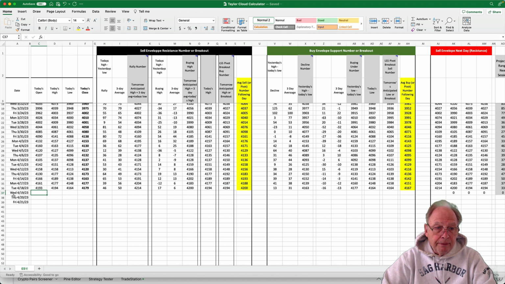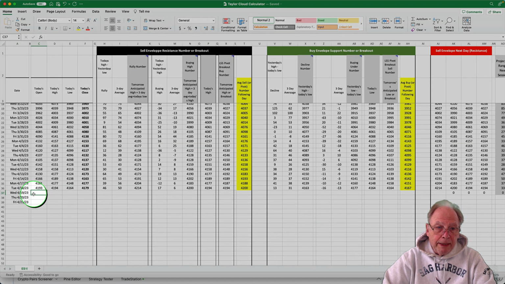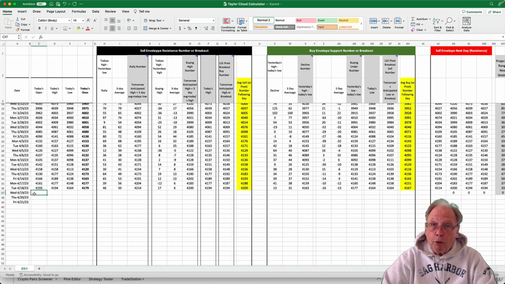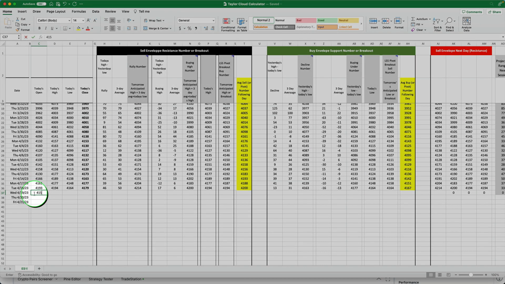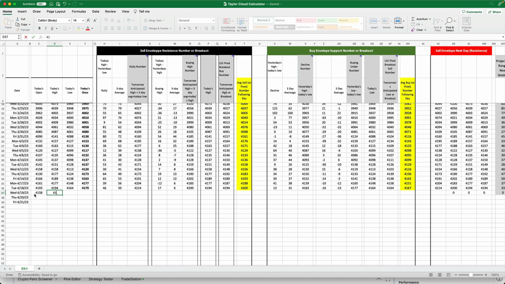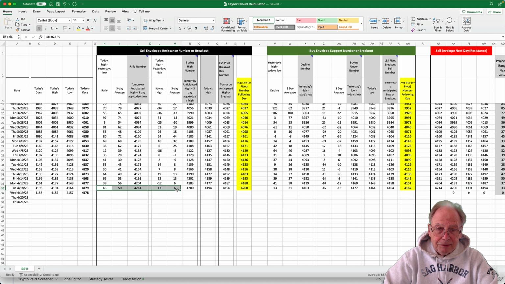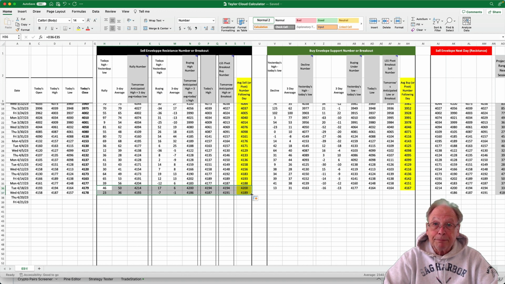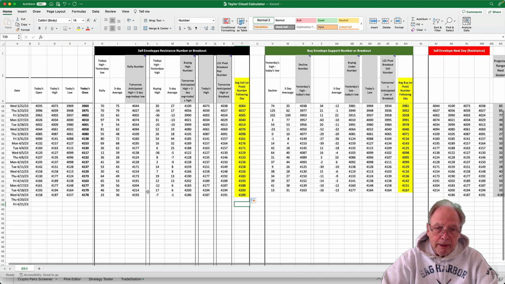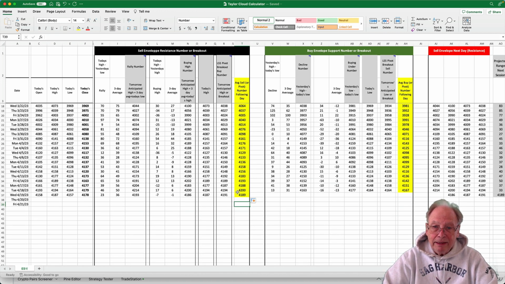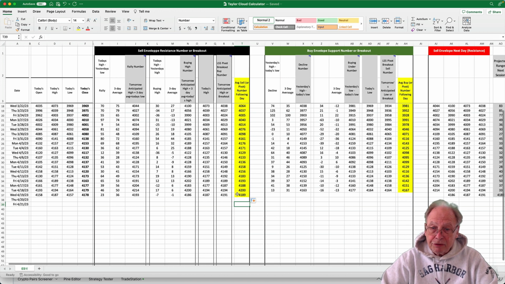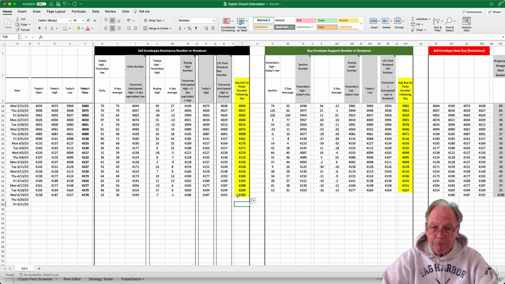So here on April 19th, I'm going to enter the open, high, low, and close. The open was 41.58. The high was 41.87. The low was 41.57. And the close was 41.78. Then I take these next columns and drag across the previous day, grab the fill handle and drop down one row. What you just saw is the Taylor formulas calculating the next day's projected resistance for the following day, 41.89.